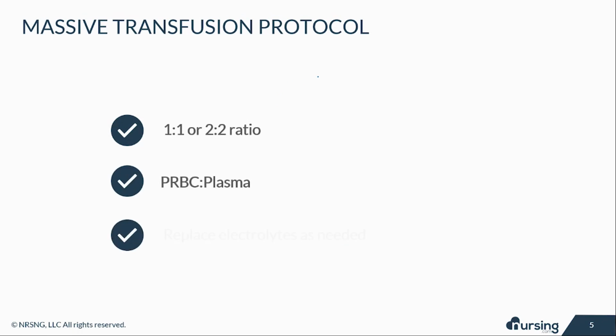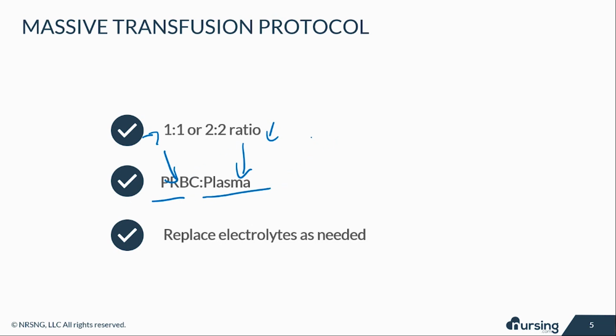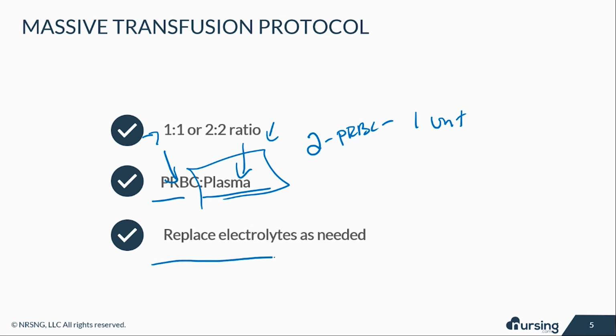So again, as soon as you know that you need blood and you've activated it and the blood bank is bringing it to you, a lot of hospitals will do either a 1-to-1 ratio or a 2-to-1 ratio, meaning for every packed red blood cell that they give, you have to give some plasma. If you give 2 units of packed red blood cells, then you would give 2 units of plasma. Or if you do 2 units of packed red blood cells, then you can do 1 unit of plasma. Again, it just depends on the facility. The point is you give this so that they don't bleed out on you. And then you obviously have to watch those electrolytes, and you fix or replace them as needed.